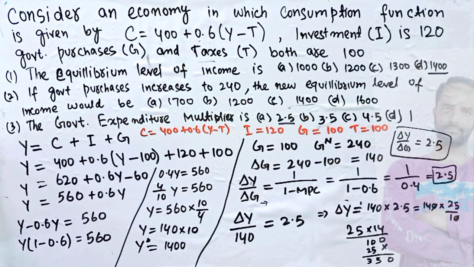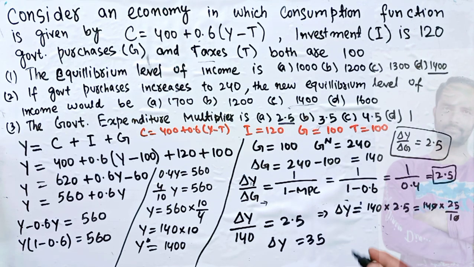I hope I am making myself clear. I got 350. I am not sure about the calculations. So our change in income is equal to 350.